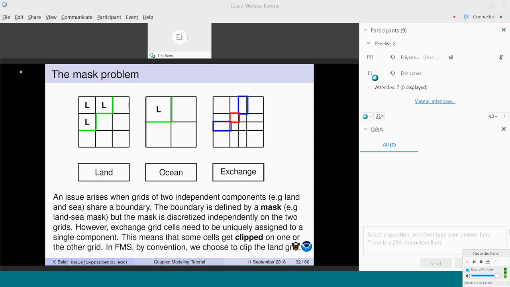So what did I say? The sum cell, we always choose to clip the land grid, meaning we never clip the ocean grid. That means the blue cell will always belong to the ocean because the ocean claims it. If they both don't want it, then it belongs to the land, because the land can have a clipped cell, the ocean cannot have a clipped cell. So it's just a convention. You just have to make sure every cell has a parent.